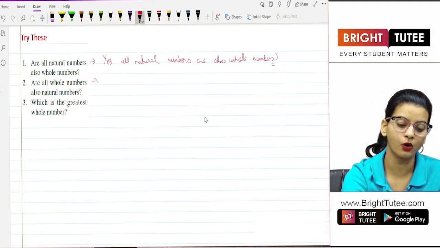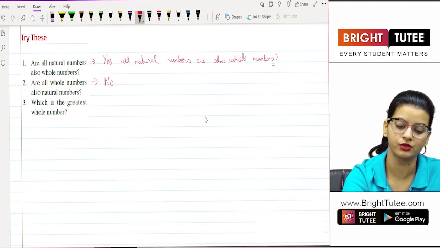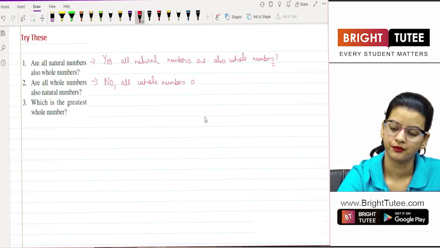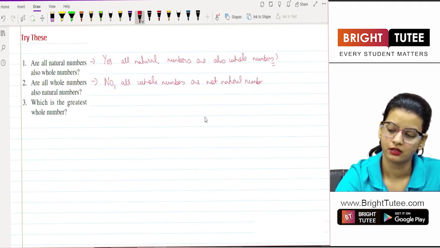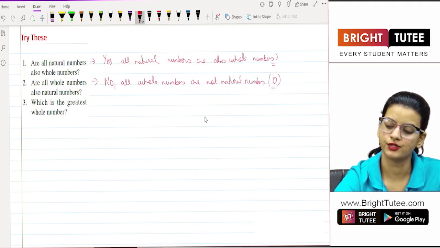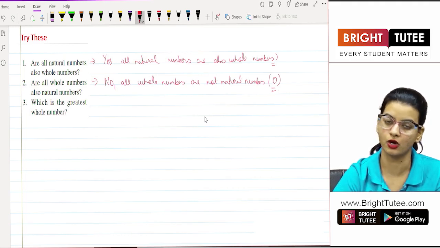Now, are all whole numbers also natural numbers? So no, all whole numbers are not natural numbers. That is 0. 0 is the only whole number which is not a natural number.